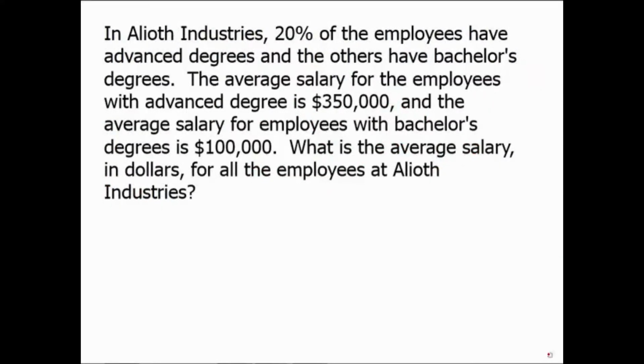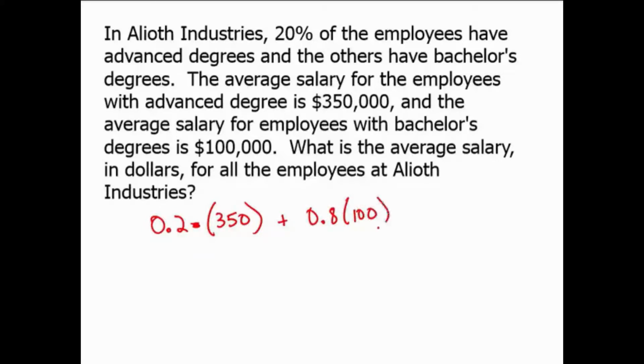So this is a weighted average. 20% of the employees have advanced degrees and 80% have bachelor's degrees. So the 20% that have advanced degrees have a salary of $350,000. Let's just drop off the last 3 zeros to simplify things. That is 0.2 times 350 plus 0.8 times 100.